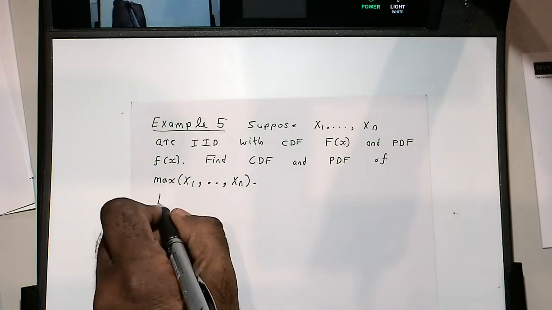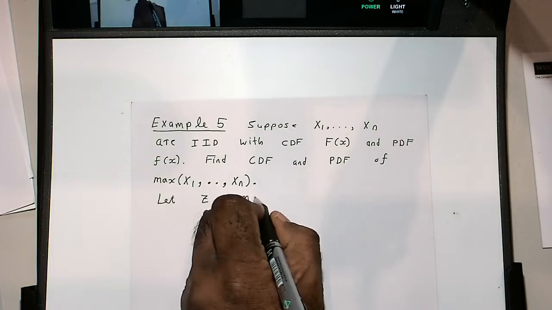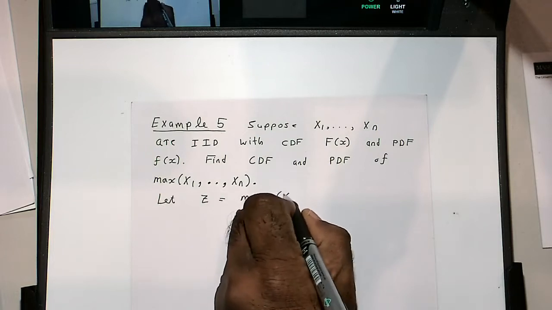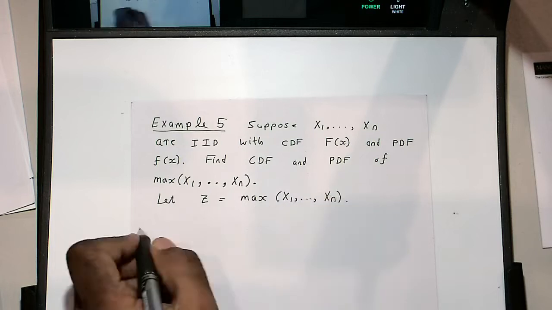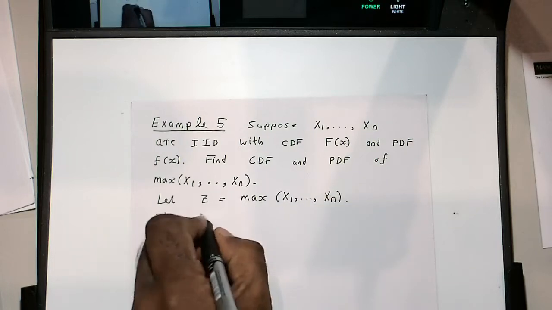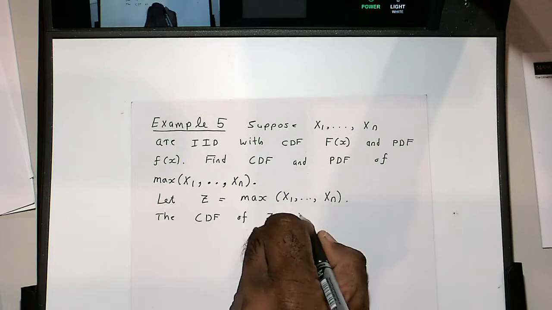So let Z be the maximum of x1 to xn. All right. Then the CDF of Z is as follows.